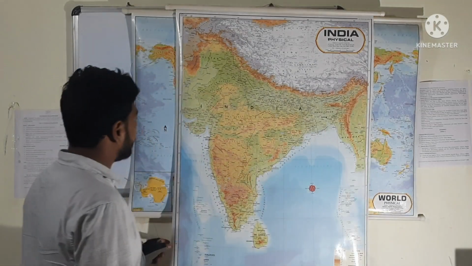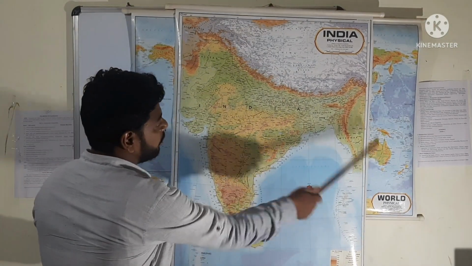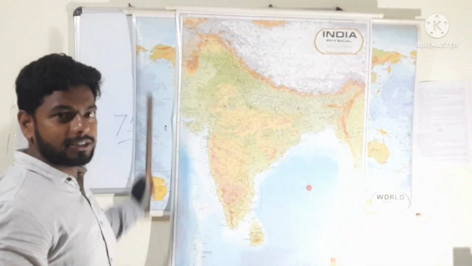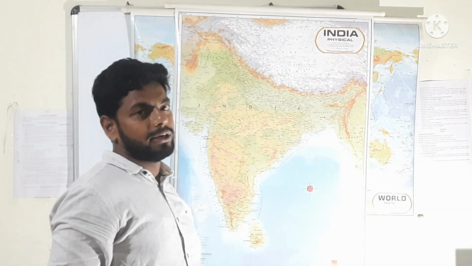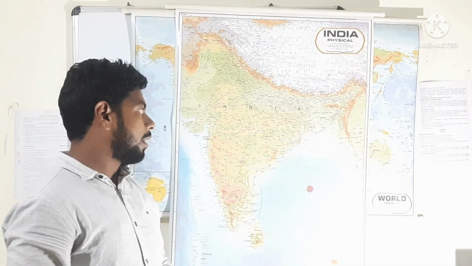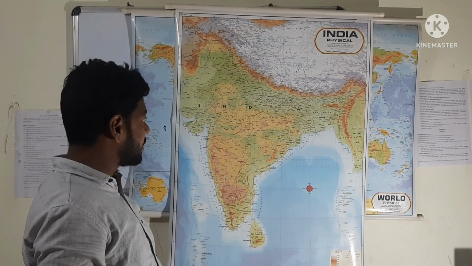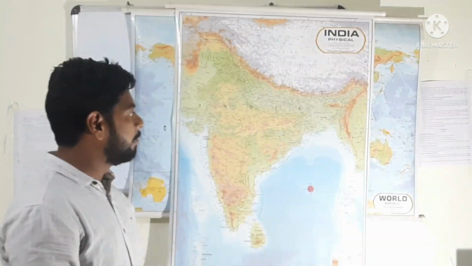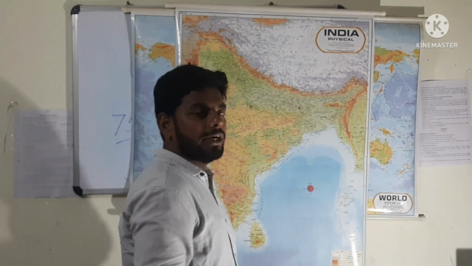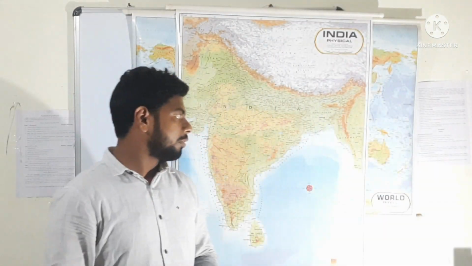In the next class, we will read in detail about the longitudes, and we will discuss from which longitudes it extends, that is 68 degrees 7 minutes to 97 degrees 25 minutes east longitude, and we will discuss in detail the Indian Standard Time, and in this way we will complete India's site and location, and in the next class we will look into it in detail.